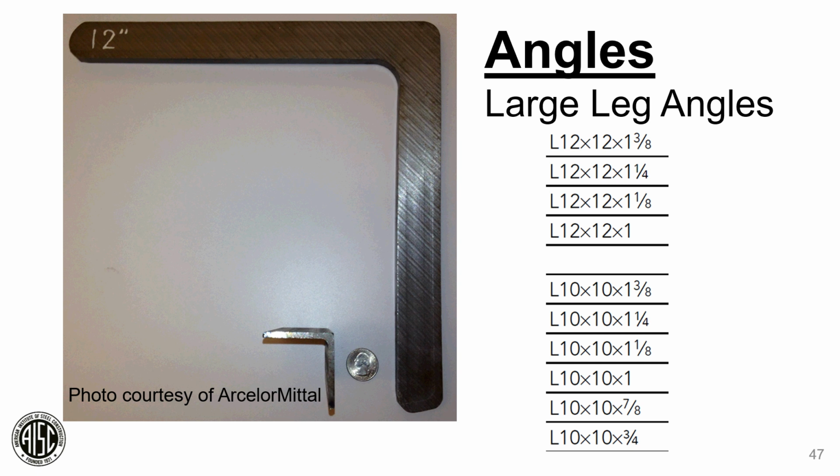The 10 by 10 angles are available in 3/4 to 1 3/8 thickness, and the 12 by 12 angles are available in 1 to 1 3/8 thickness. And this is all defined in ASTM A6. Remember, I told you A6 has all the properties of the dimensions for all structural shapes, as well as all the tolerances. All the tolerances also appear in Part 1 of the Steel Construction Manual if you'd have that handy at the same time.